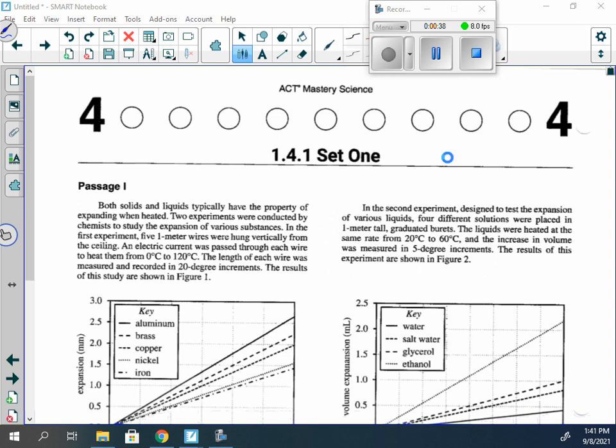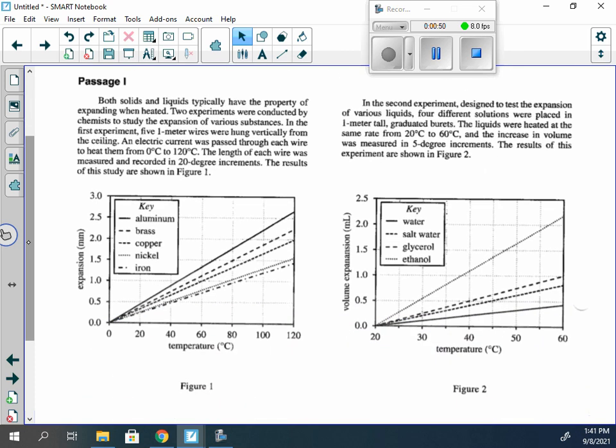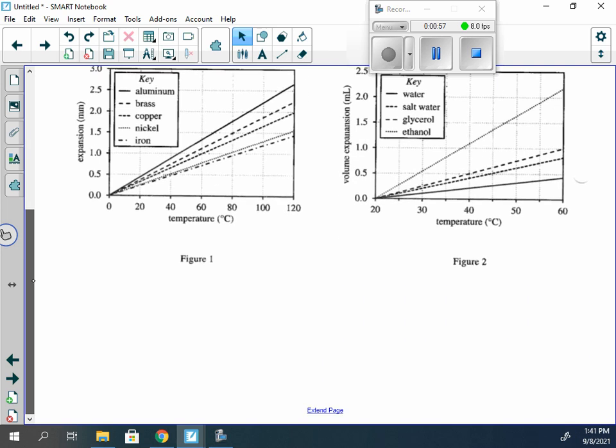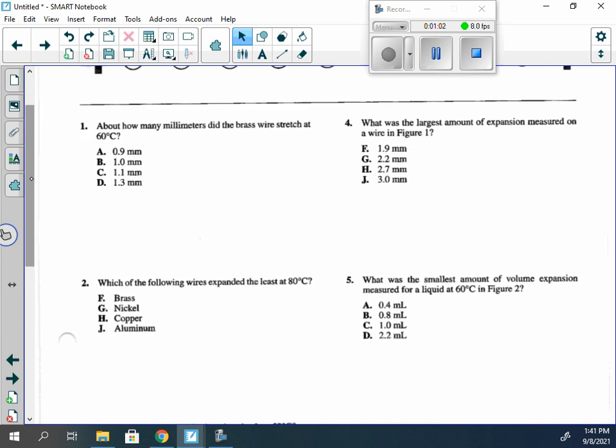Okay? So when we look at this here, we're going to do this one together. What we covered yesterday, especially with science and reading, the first thing we need to do is read all of passage 1, yes? No. Because there is a lot of detail and information in here, but there's a good chance, instead of reading this, if we go straight to question 1, let's see what it says. About how many millimeters did the brass wire stretch at 60 degrees?